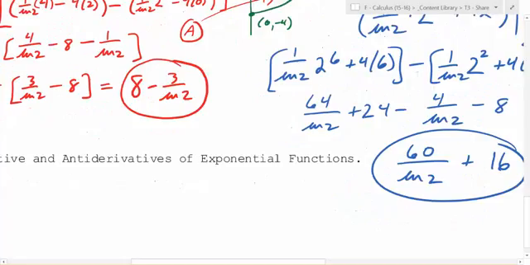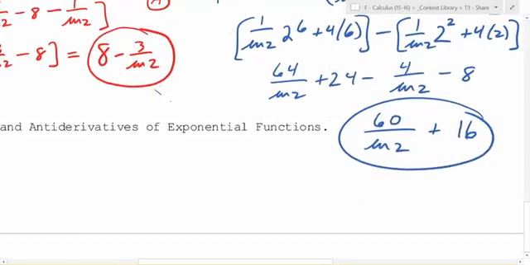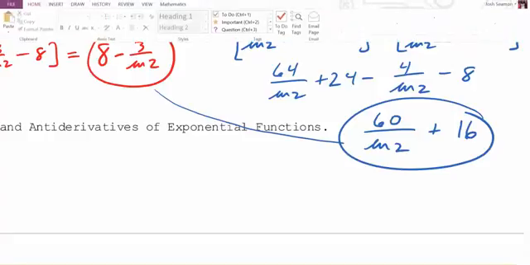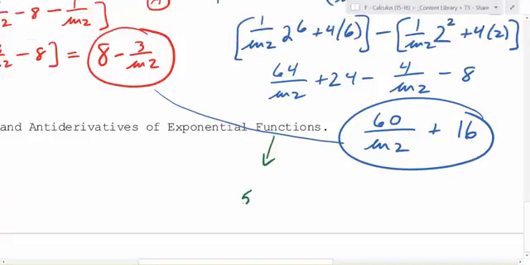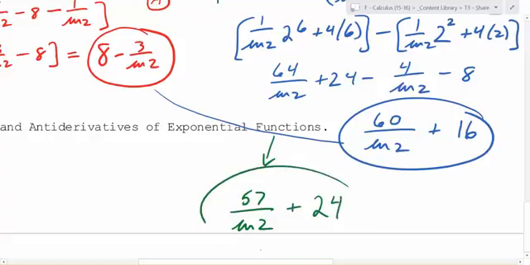So what do you have to do now? So we have negative 3 of them and 60 of them. So how many 1 over ln 2s do I have? So I take these and put them together, and I end up with 57 over ln 2. And then I have 16, plus what? 24. There's your final answer.